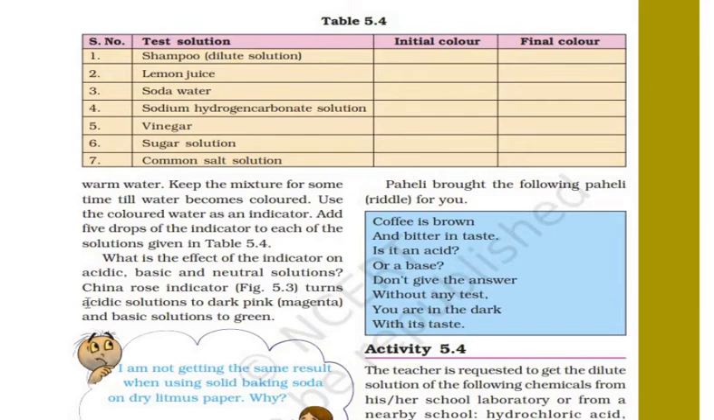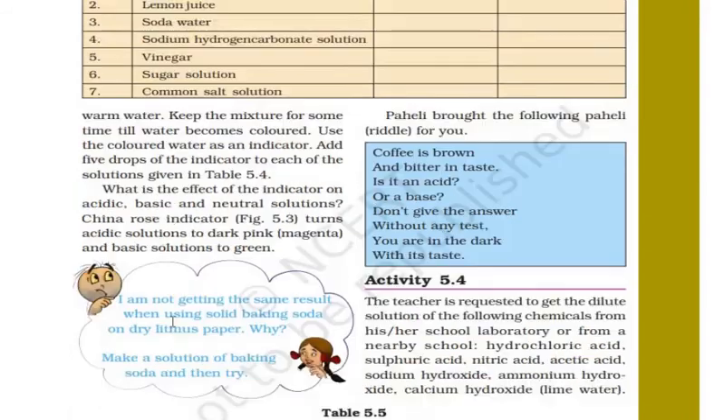China rose indicator turns acidic solution to dark pink, magenta, and basic solution to green. So China rose is another indicator which turns dark pink when brought into an acidic solution.